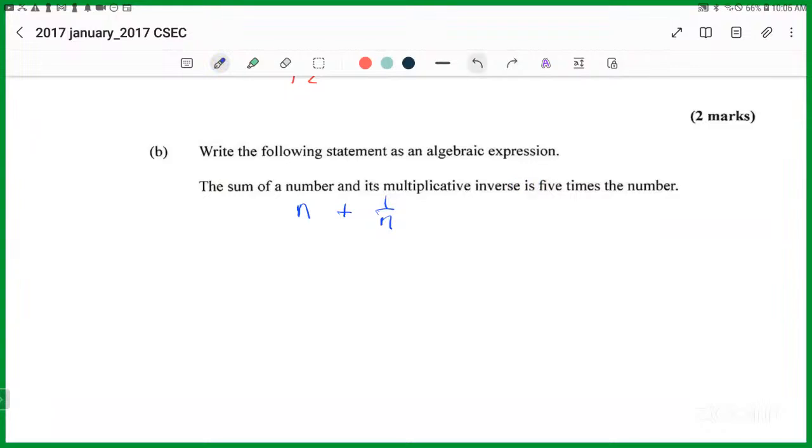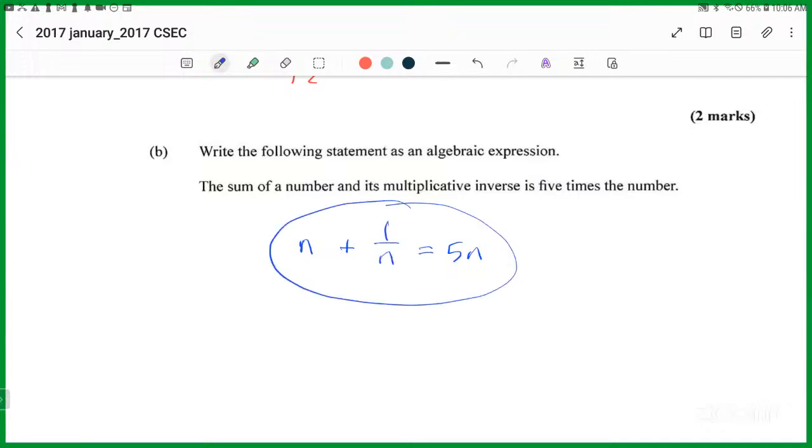Is means equal. 5 times the number means 5n. So this is the statement right here. Let me write this 1 over n a little better. 1 over n. So this is the expression for that statement. The sum of a number and its multiplicative inverse is equal to 5 times the same number.